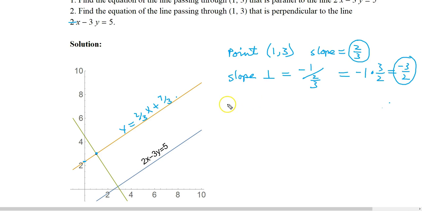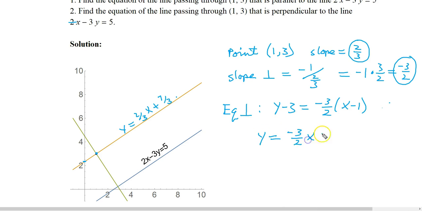So therefore the equation of our perpendicular line is going to be y minus 3. So there we go. That's the equation of our perpendicular line, and then just simplifying that to put it in slope-intercept form, we get, and then just simplifying this, keep in mind 3 is 6/2, so 3/2 plus 6/2 is going to be 9/2. And there's the equation of our perpendicular line. And that's what we have graphed right here.